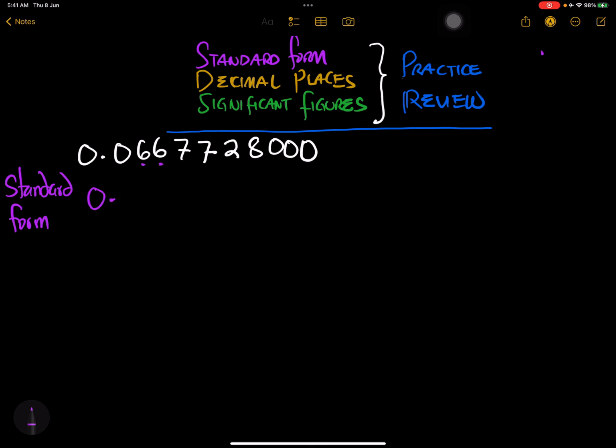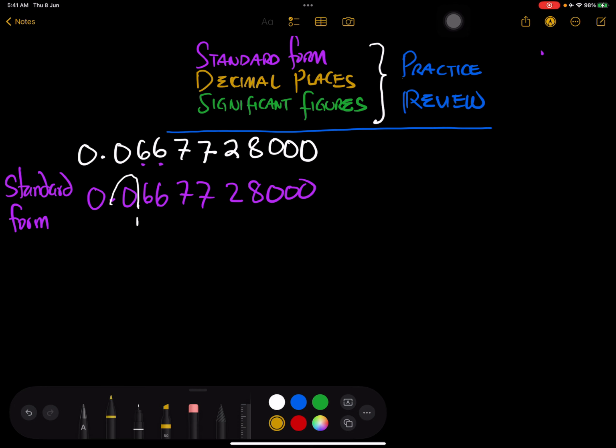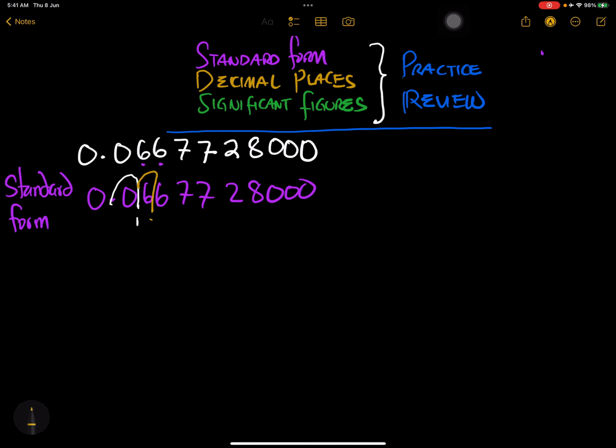To do that, we have 0.0667728123. We're going to move the decimal point here, and this becomes the first move. Then we move it again, and this becomes the second. We've done it twice. So we're going to have 6.67728123 times 10 to the power negative 2. Remember, if we're moving the decimal point to the right, the power of the exponent is negative 2.